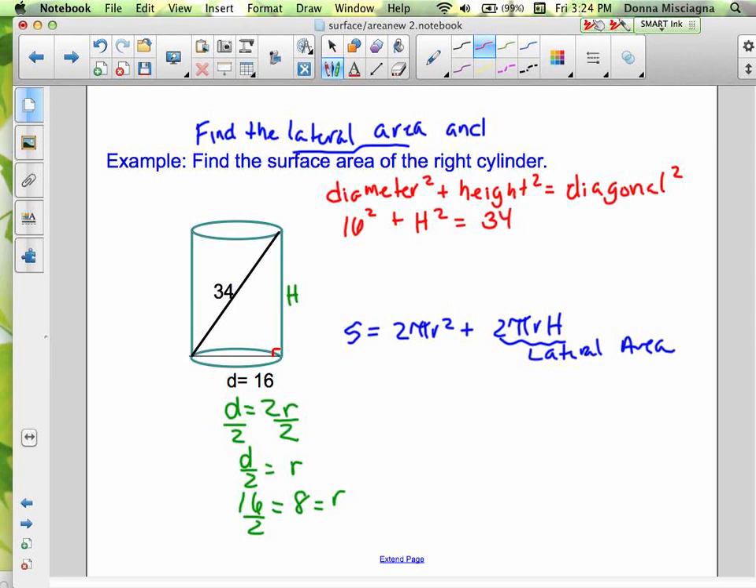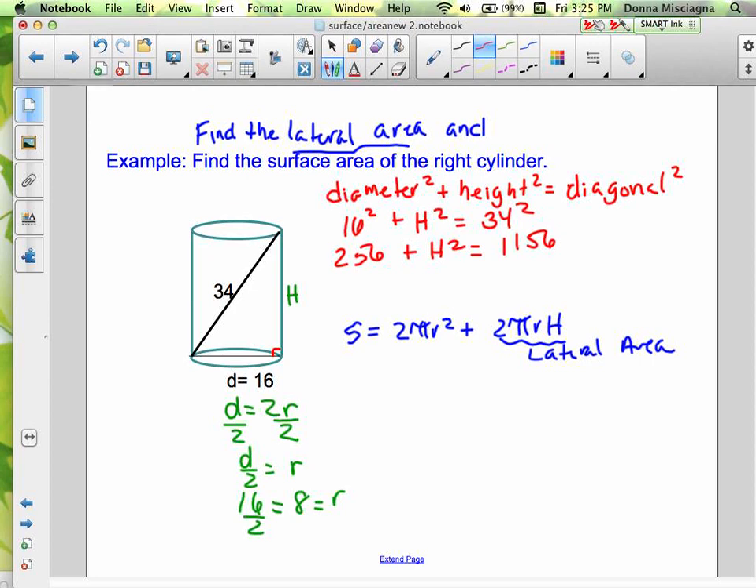34 squared. So this does happen to be a Pythagorean triple. It's an 8, 15, 17 Pythagorean triple with everything multiplied by 2. But maybe you don't recognize that, or maybe you don't have your notes that have all those Pythagorean triples listed. So if not, no worries. Just solve it out. 16 squared is 256 plus h squared is equal to, and I don't know 34 squared off the top of my head, 1156.